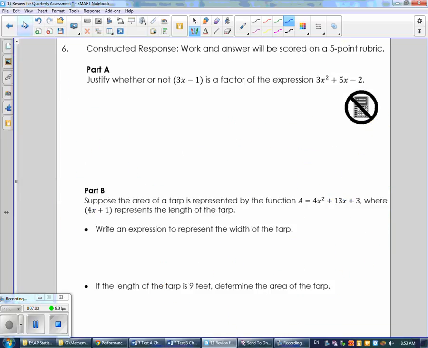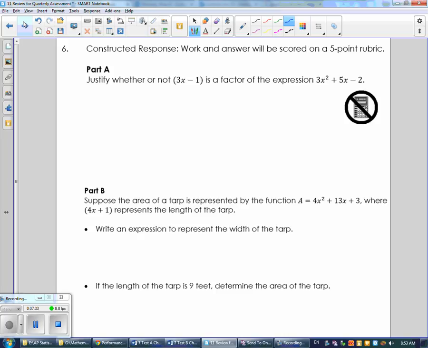In number 6, this is also a constructed response problem, and your answer is going to be scored on a 5-point rubric. There's 2 parts to it, and this problem can be done with factoring or division. So if you know how to do long division with quadratics, then that would be another way to solve this problem. But if you want to justify whether or not 3x minus 1 is a factor of the given expression, you can also just factor the expression and then see if 3x minus 1 is one of the terms.